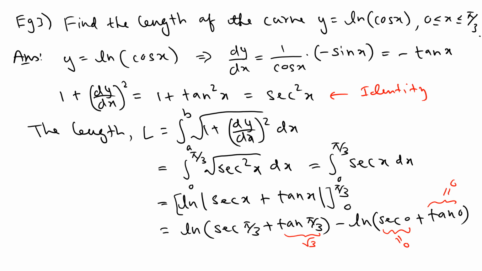For secant pi over 3, let's find the cosine of pi over 3. We know that the cosine of pi over 3 is 1/2. So therefore, secant pi over 3 has to be 2, because upside down. Now, we also know that ln 1 equals 0. Actually, we made a mistake here. This is secant 0, which is 1. So you get ln 1, which is 0, so this whole term is gone. So you only end up getting natural log of 2 plus square root 3 as the length of the curve.